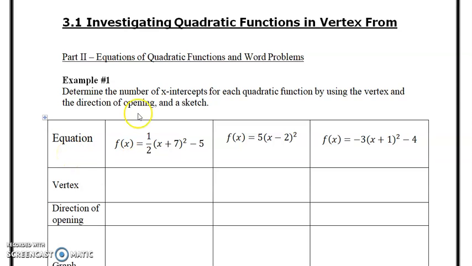Hi everybody, welcome back. We're now on 3.1. We're still investigating quadratic functions in vertex form, but now we're on part 2, equations of quadratic functions, and we're going to do some word problems.